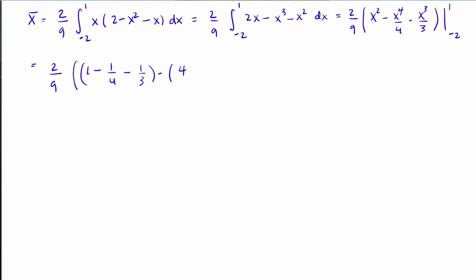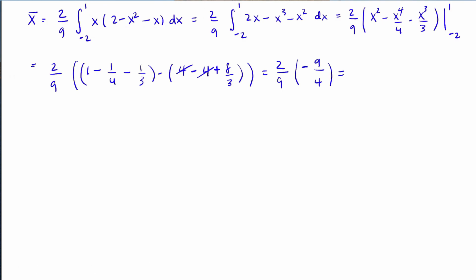to the 4th, that is, what is it? -2 times 2, you get 4 times 2, you get 8 times 2, you get 16. So this is minus 16 divided by 4, so you get 4 minus, and then -2 cubed, it's -8. So plus 8 divided by 3. I'm going to simplify this thing. I get 2 over 9 times 1 minus 1/4 minus 1/3. And then, well, this goes away. Minus 8 over 3. I get -9 over 4.